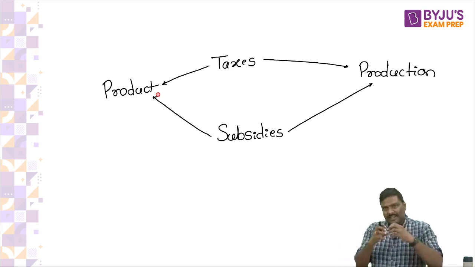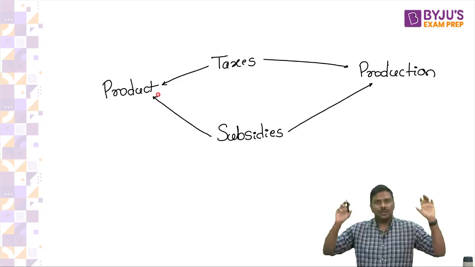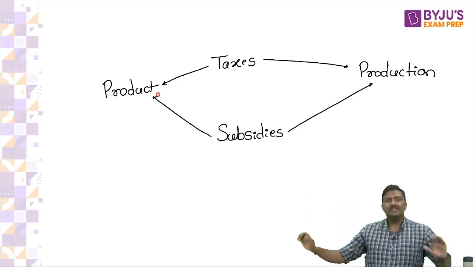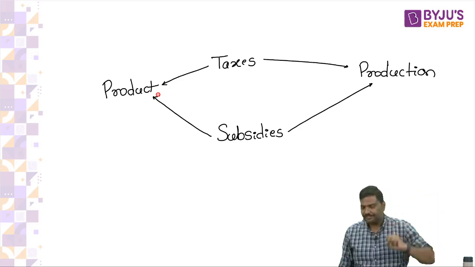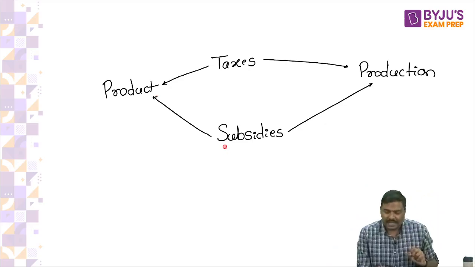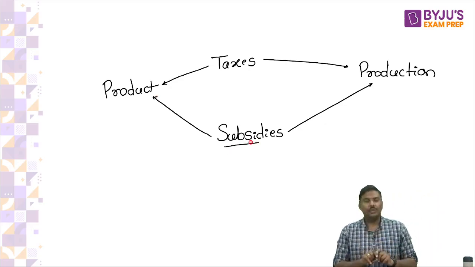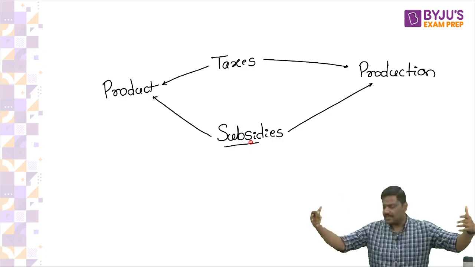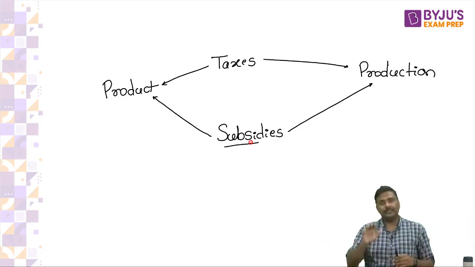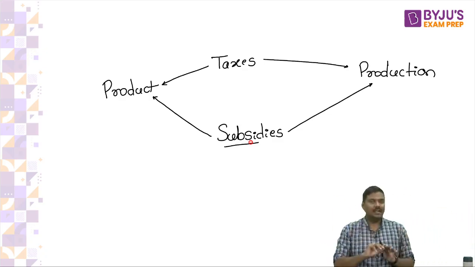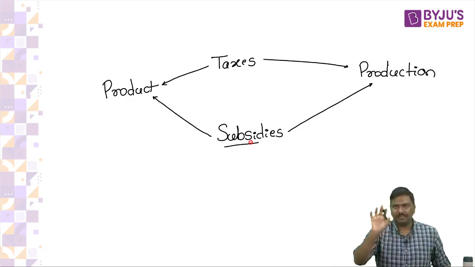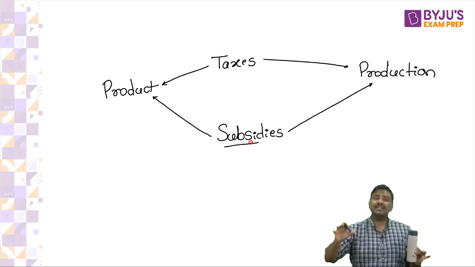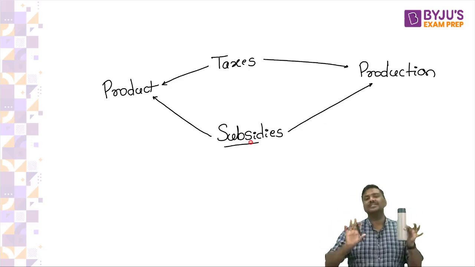We will divide the taxes into two parts. One is production tax, the second is product tax. We will divide the subsidies again into two types. One is product subsidy, the second is production subsidy. What is the meaning? Let's start. Let me start with a very simple example. Follow the examples. You will find it easier to understand.